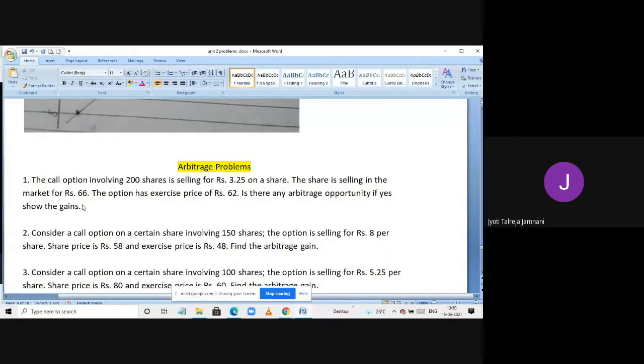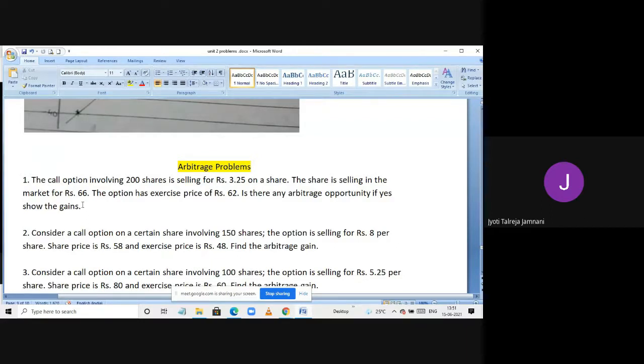Now these problems are relatively easier than the futures and forwards arbitrage we did in the first unit. Here, it is very important to find what the premium given is and what the intrinsic value is. You need to find the intrinsic value and compare it with the premium of the option. If both are different, then there is an arbitrage opportunity possible. If both are the same, then there will be no arbitrage. And if both are different, we need to find whether the option is undervalued or overvalued, and depending on that, we will decide whether we should buy or sell that particular option.